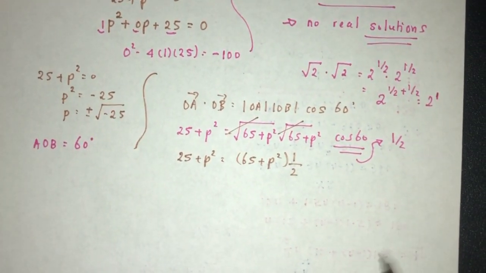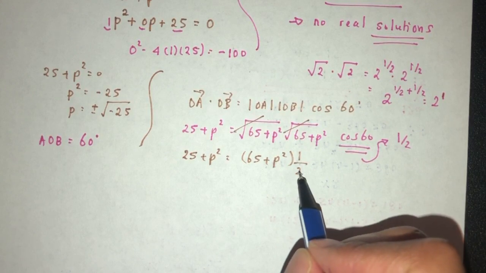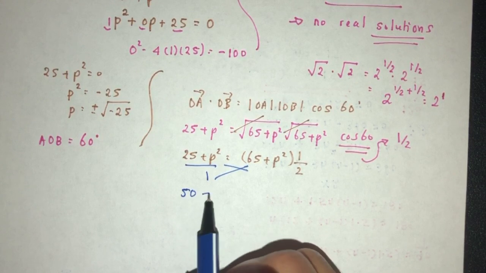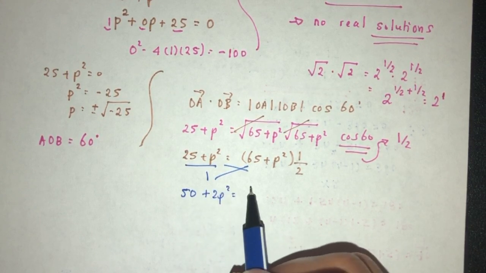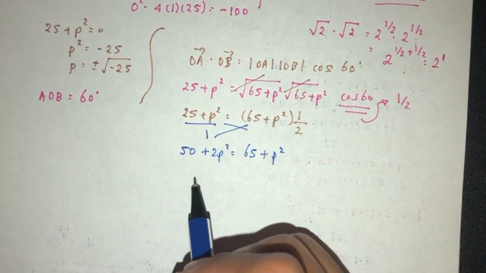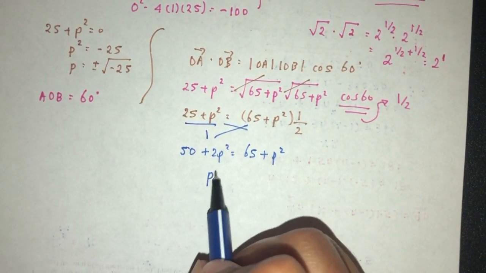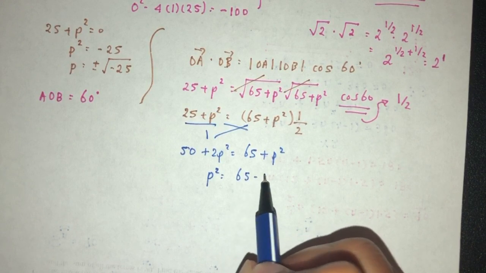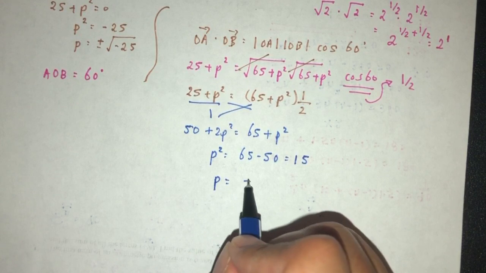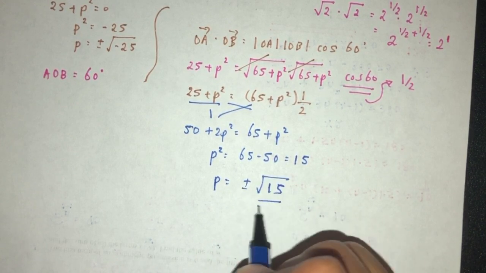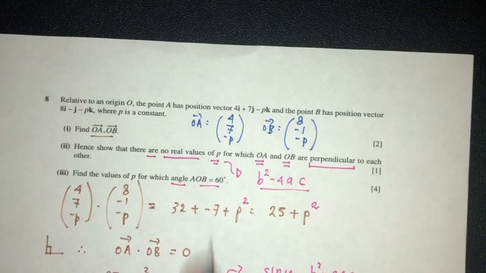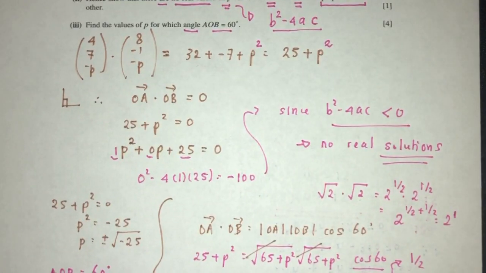Now what else? Let's see. We can multiply by 2 or cross multiply. Right, 2 goes here, you have 50 plus 2p squared is equal to 65 plus p squared. Send this over here, you will have what? That will become p squared is 65 minus 50, that should be 15. So finally p is plus or minus root of 15. So these are the values of p for which the angle is 60. And that will be part 3 of your question.